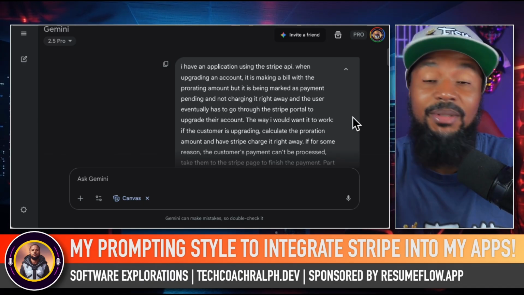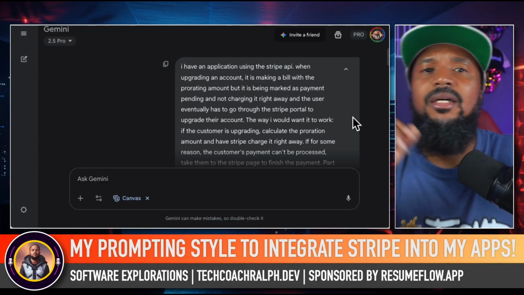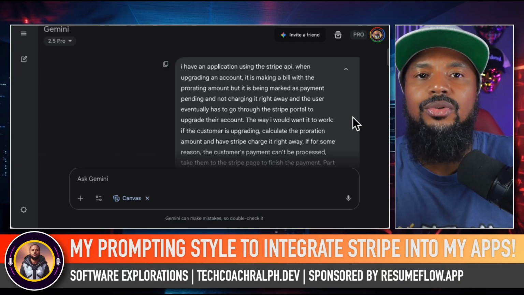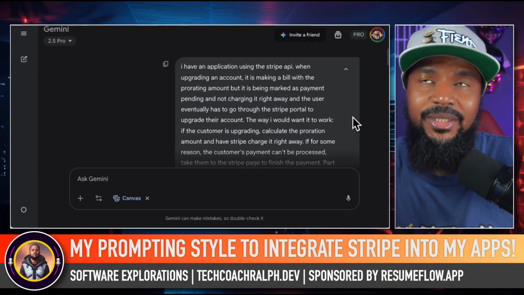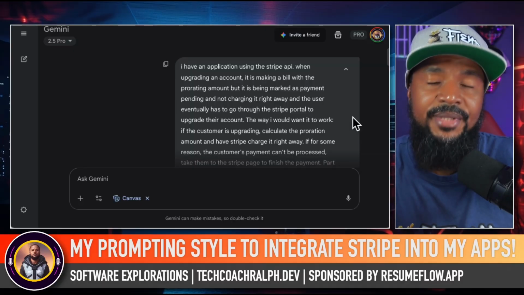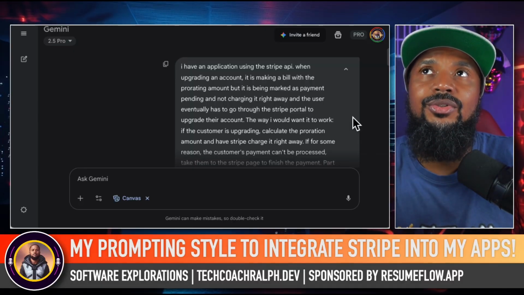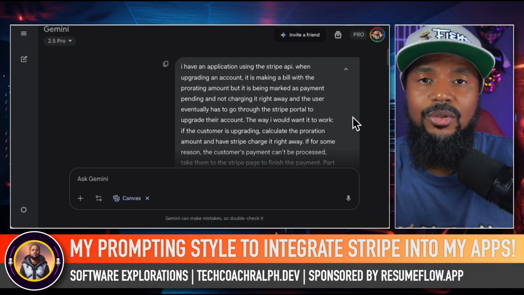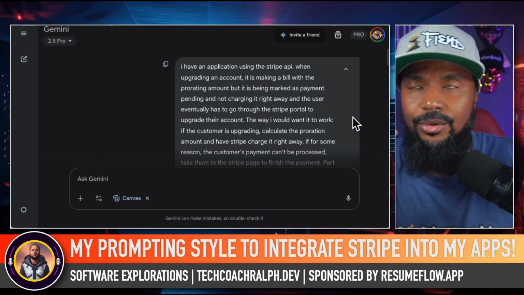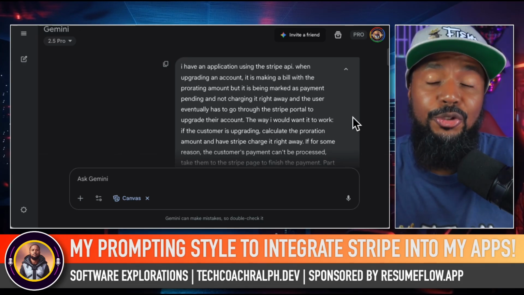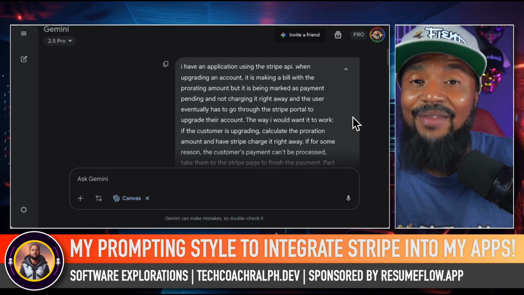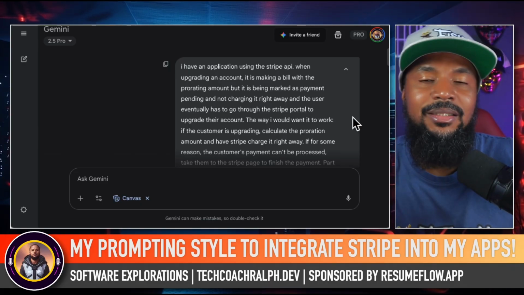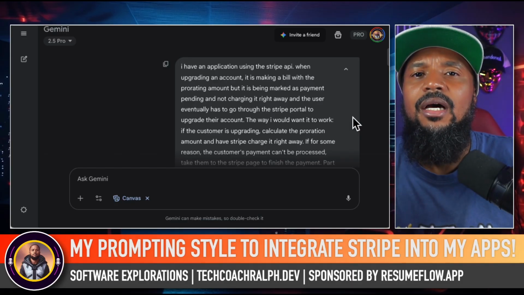So this was not one of my first issues, but this was an issue that was happening, right? It's not charging right away, and the user eventually has to go through the Stripe portal to upgrade their account. So very big problem. What's happening is on the app, I say upgrade, it says, oh, upgrade successful. And then when I go to the Stripe customer portal, it says, oh, you have a pending payment, like it didn't go through. So now I have to rely on the user, although their account is upgraded on my platform. It hasn't been upgraded on Stripe, so I have to rely on them actually going there, and it's a whole mess, right?